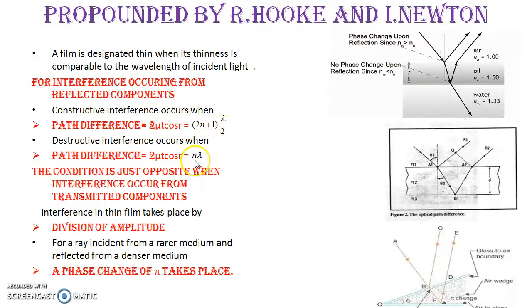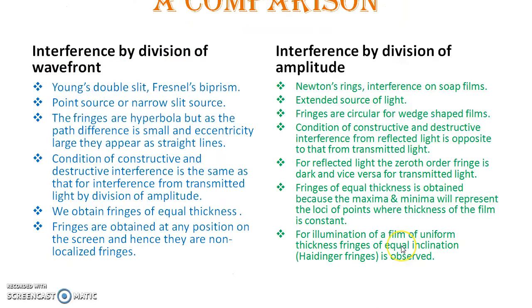It is this as given for constructive interference and this for destructive interference, provided we are considering interference of reflected components. The conditions are just the opposite for transmitted components, and we all know that this takes place by division of amplitude. Here the figure aptly shows that a phase change of pi takes place when the ray from a lighter medium gets reflected from a denser medium. Now, when we make a comparison of the interference by division of wavefront and amplitude, these are the following experiments that one performs.